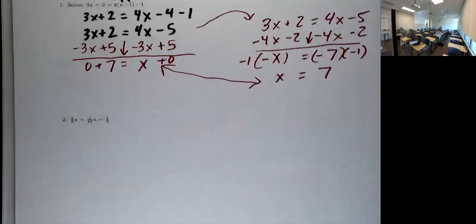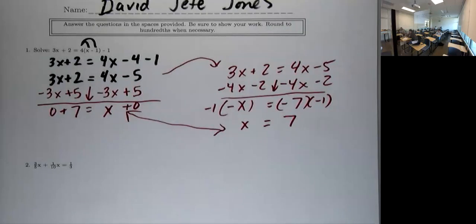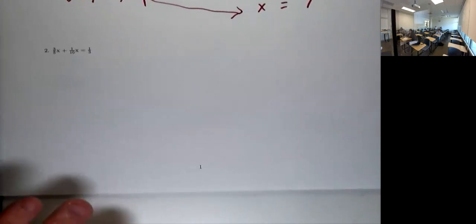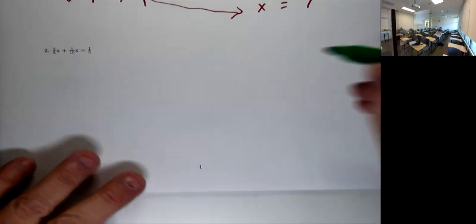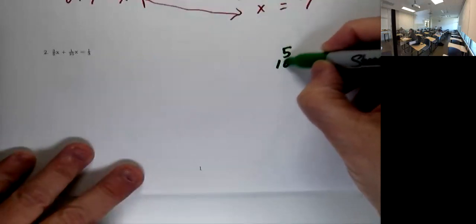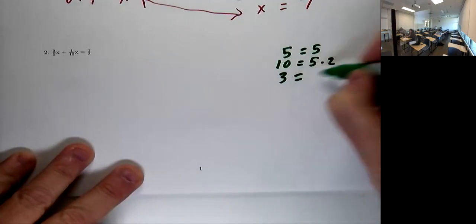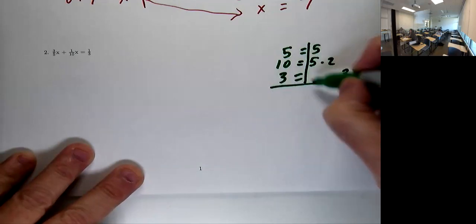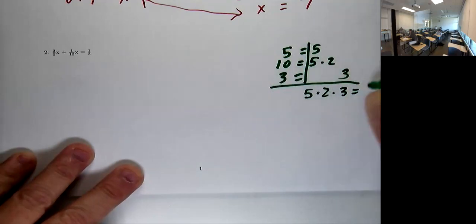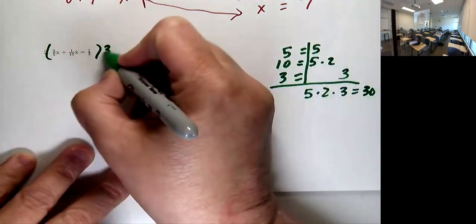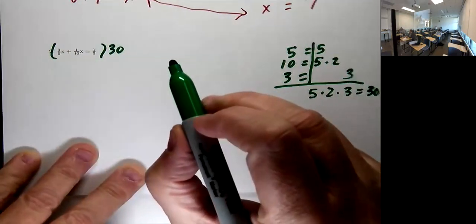All right, so the next one. Is everyone good on that one before I move on? All right. Next one has some nasty fractions. And so I want to get rid of a common denominator. I see a 5, a 10, and a 3. I can have a common multiplier of 5 times 2 times 3, which is 30. If I multiply everything by 30, this is going to clean up some.